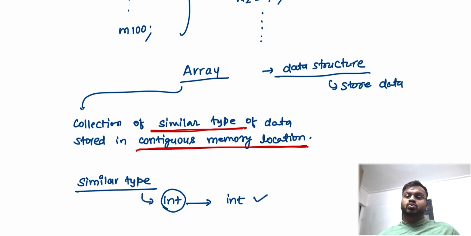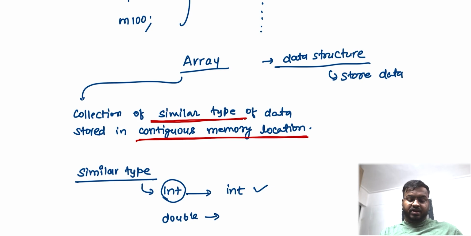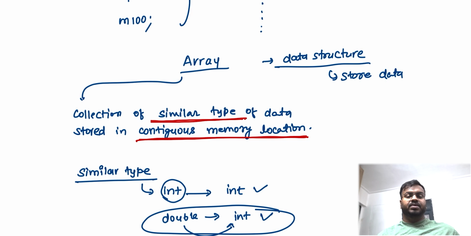If you try to do so, for example, if you try to store a double value in an integer data type array, then the double will get converted to an integer, and then this integer will be stored in the integer array. So generally this is not advised. What you will do is create an array of a particular data type, and store elements of the same data type in that array. I hope this is clear.